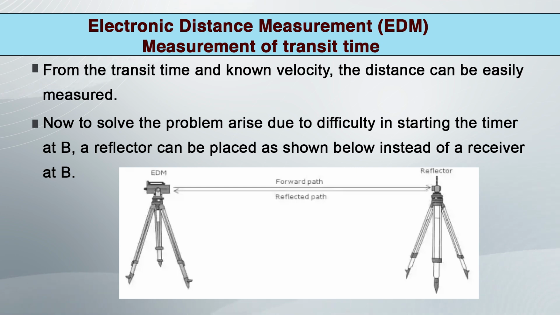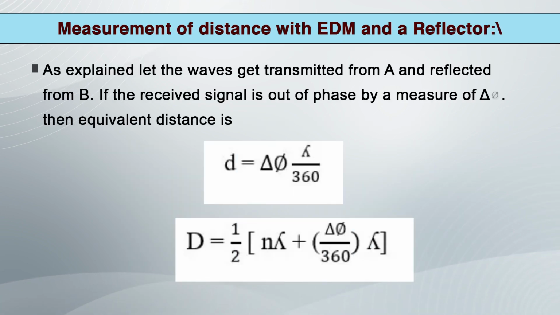The figure shows that at point A, EDM is set, and at point B, a reflector is set. From EDM point A station, the wave is propagated, incident on the reflector, reflected back and reflected to EDM.